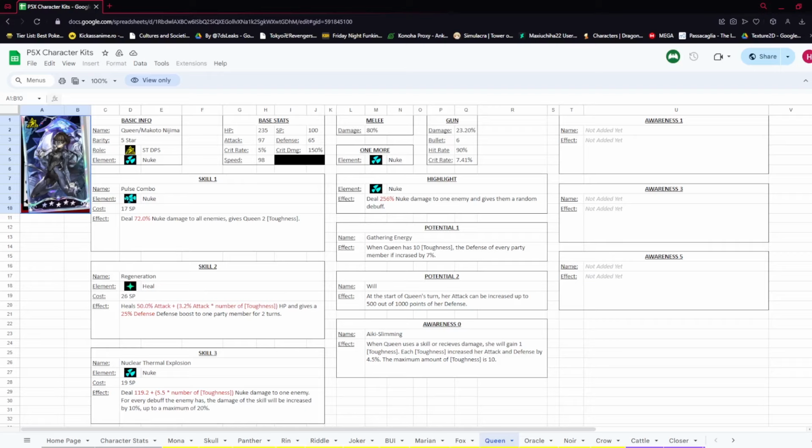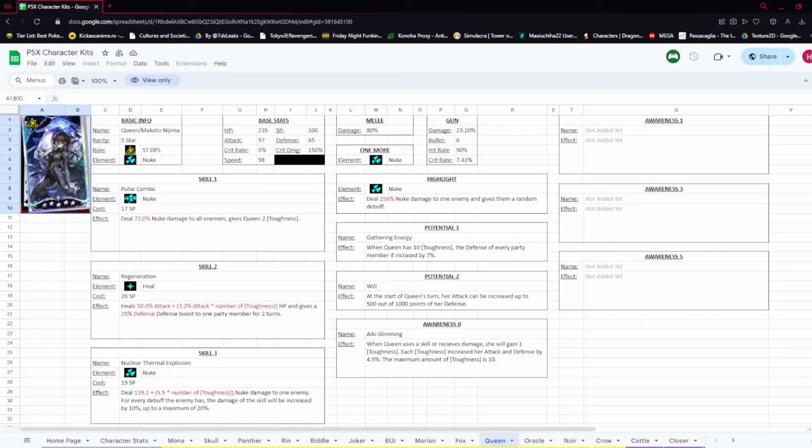This is absolutely insane. So if they keep her kit the same, or if they buff it with keeping the stuff that she has currently, she is going to be an absolute powerhouse to the whole nuke side of things here. But alongside of this, we do have a highlight here, or the highlight intro, which is actually a single target highlight. Deals 256 nuke damage to one enemy and gives them a random debuff. Now, of course, if you do have her with some dupes, or at least later on, she's going to be crazy, crazy worth it.